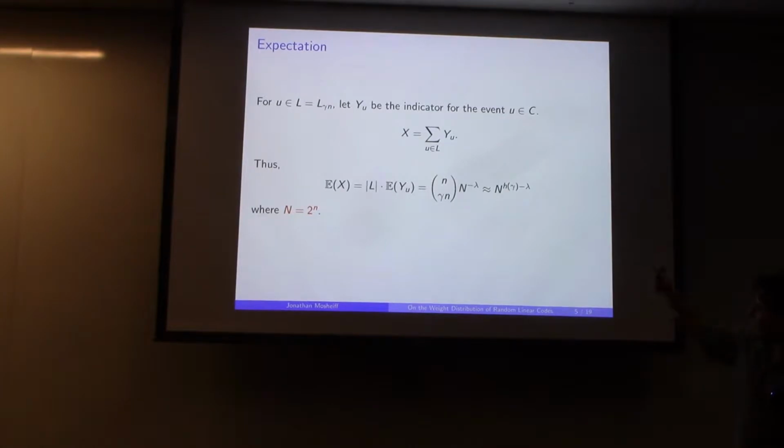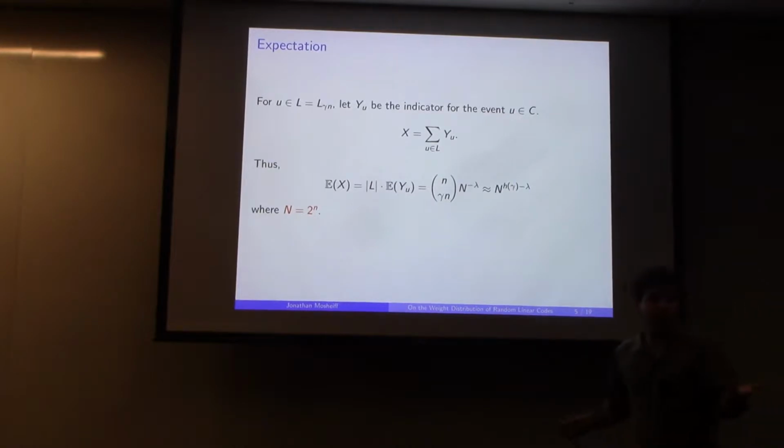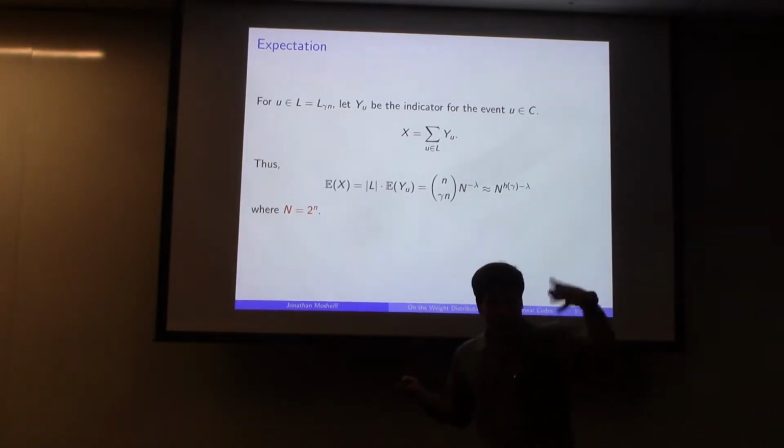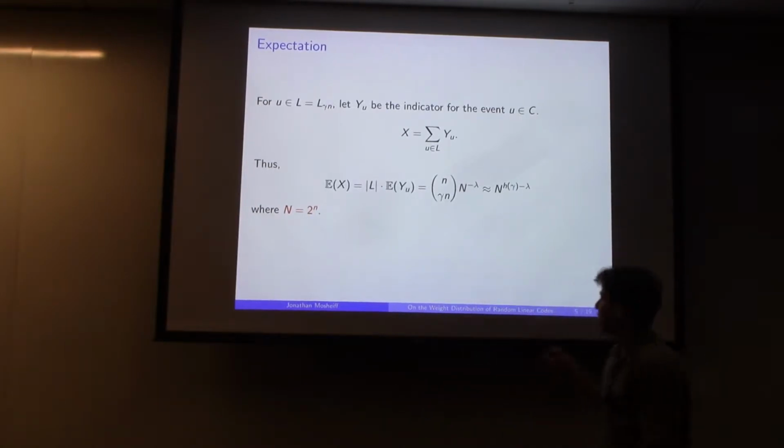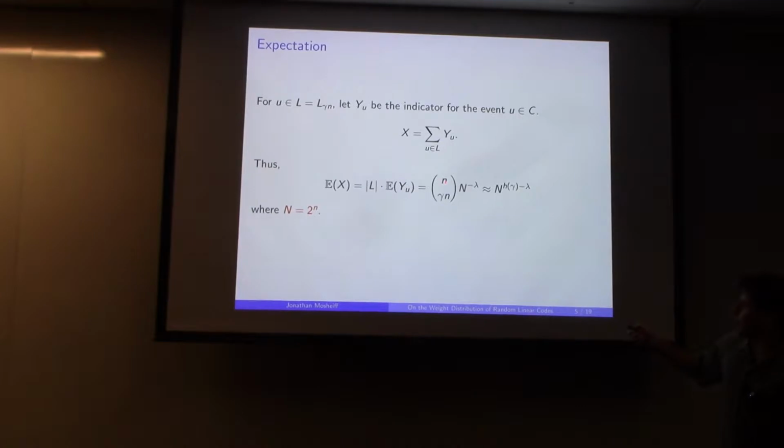Let's say a bit more slowly what's going on here. The size of the layer is n choose gamma n, and then we can approximate n choose gamma n as big N to the entropy H of gamma. H of gamma is just the entropy of a random variable that takes value 0 with probability 1 minus gamma, and value 1 with probability gamma. So this is just a good approximation for n choose gamma n.